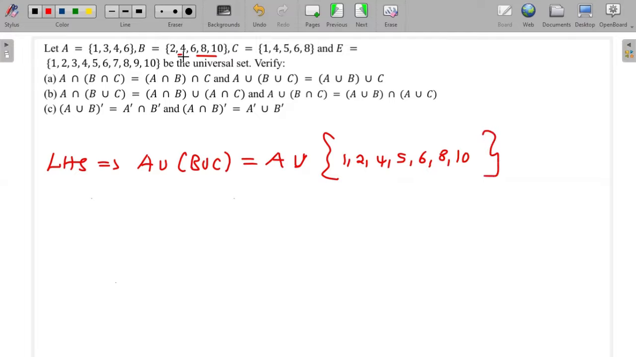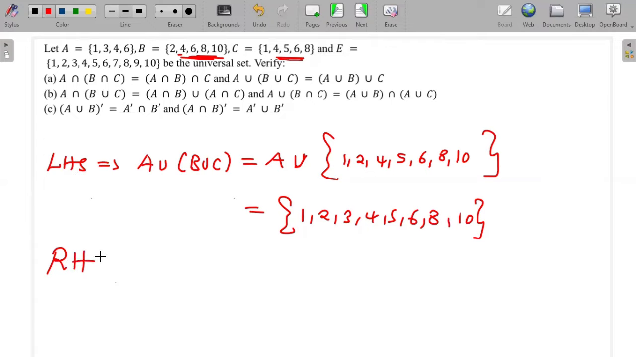You can see if I combine this set and this set without repeating anything, I'm simply going to have 1, 2, 4, 5, 6, 8, 9, 10. Okay, and then now this set here, I unionize it with the A. So A has 1, 3, 4, 6. Okay, the 1, 4, 6 is already here. So it means to this set, I just add the 3. So it will be 1, 2, 3, 4, 5, 6, 8, and then 10. Okay, so this is my left-hand side.